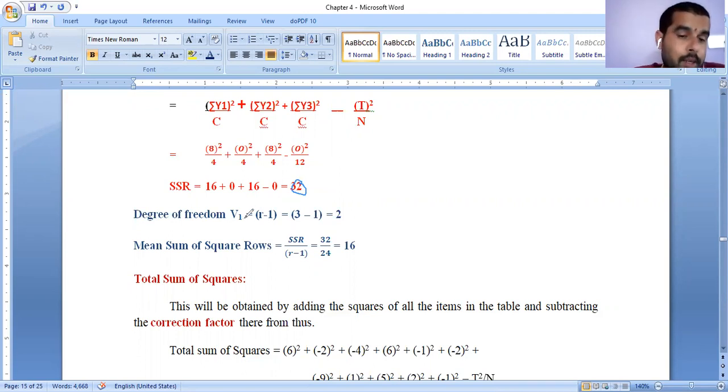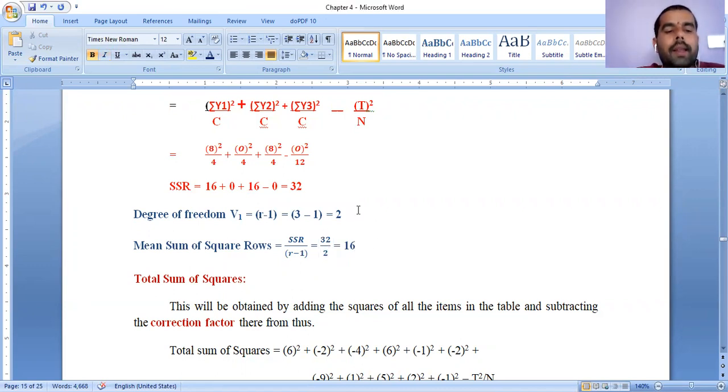Next step is degrees of freedom, V1. This is an important note: R minus 1. How many rows are there here? 3 rows. How many columns are there? 4 columns. So you will get 3 minus 1 is equal to 2. Then MSR is equal to SSR divided by R minus 1. 32 divided by 2, not 24, it is 2. Then you will get 16.